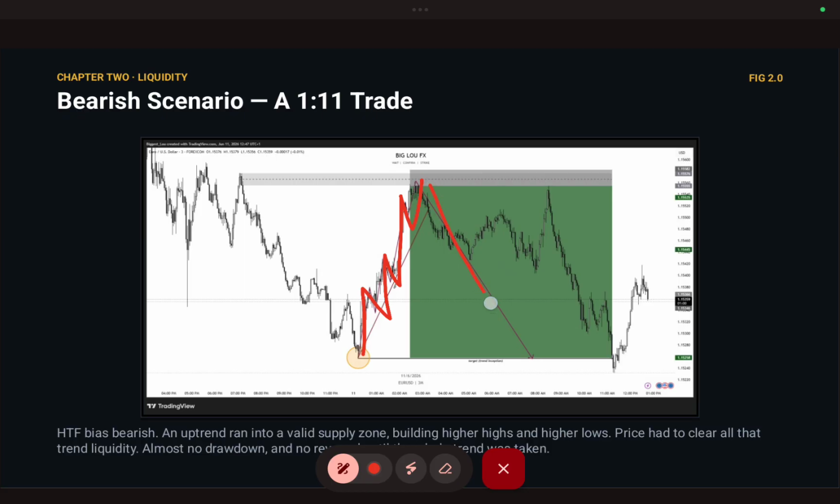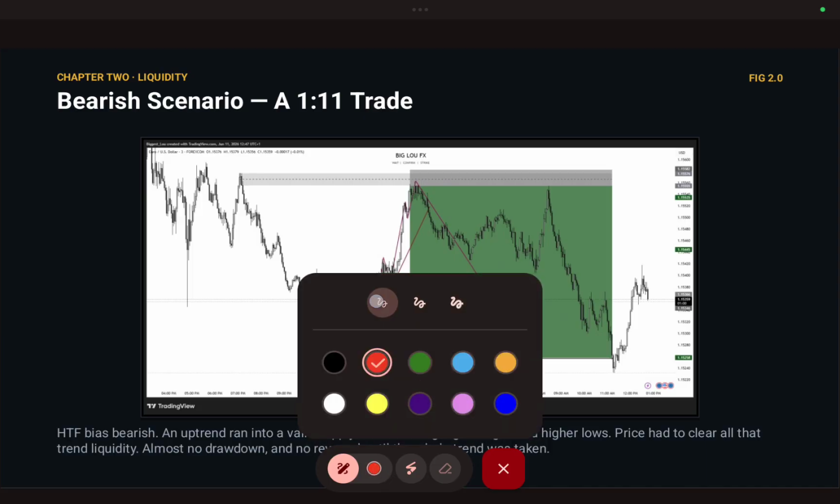Once it mitigated that supply, what did it do? It sold all the way until it took out the trend inception, because liquidity was resting all across these zones. Some stop losses, some buy stops, sell stops were resting there. A lot of things were there. So price took time to clear everything.